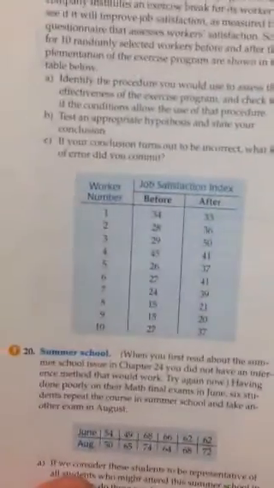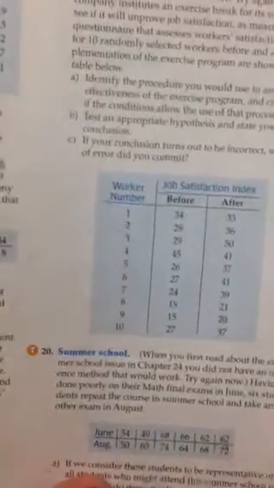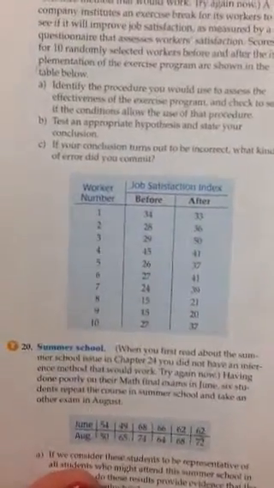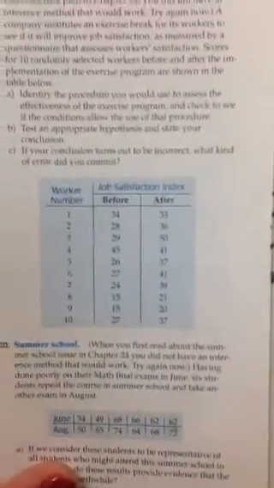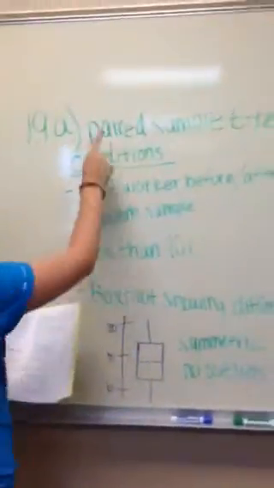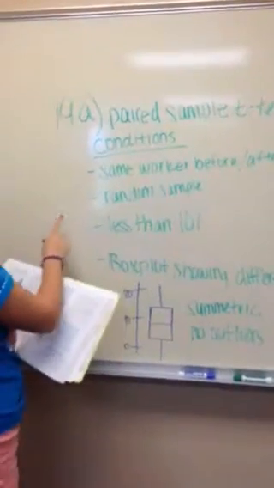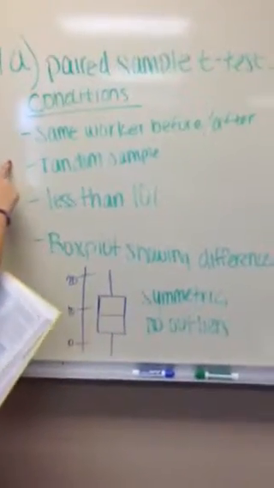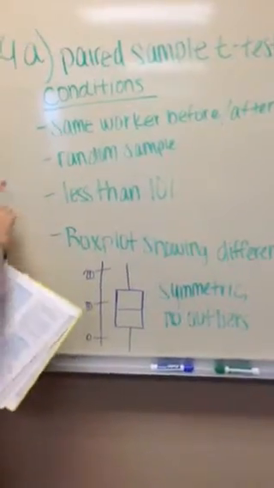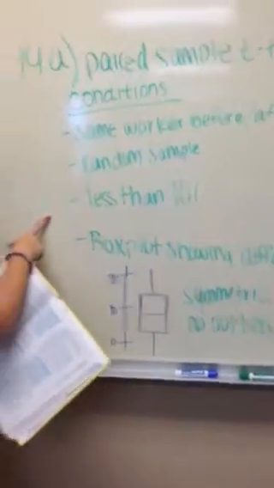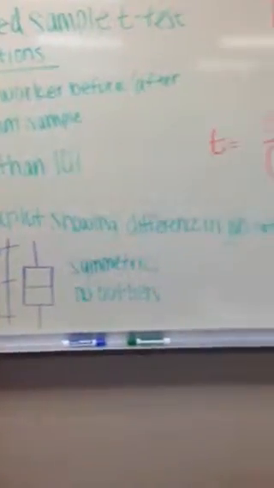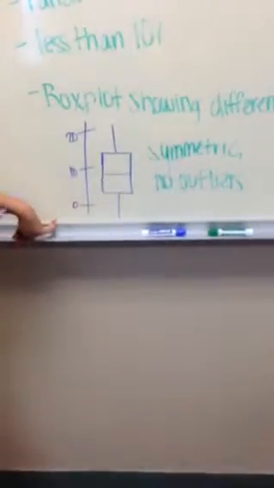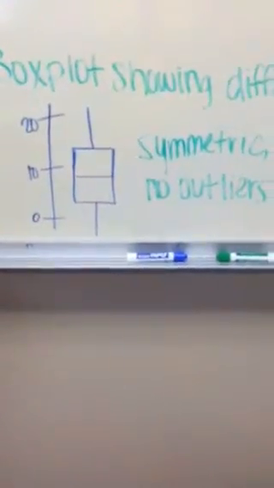Number A, identify the procedure you would use to assess the effectiveness of the exercise program and check to see if the conditions allow the use of that procedure. Okay, so for A, the name of the test is a paired sample t-test, and you have to check the conditions, which are: you have to make sure it's paired, the workers have to be the same before and after. And then it has to be from a random sample. It has to be less than 10% of the population. And you have to draw a box plot showing the difference in job satisfaction, and that's what we have right here. And then it's symmetric with no outliers.